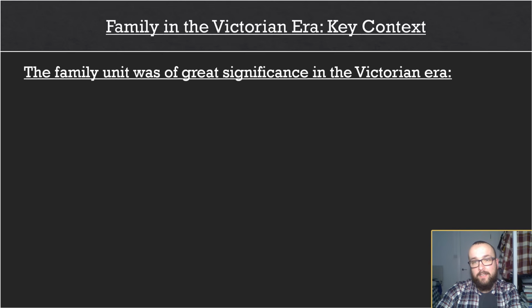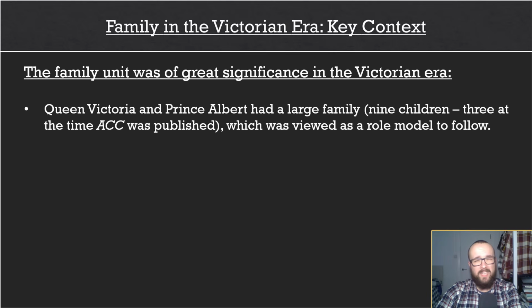Now this significance was caused by a number of factors. For instance, Queen Victoria and Prince Albert had quite a large family, 9 kids in total, although only 3 were born by the time A Christmas Carol came out. The royal family were seen as role models for the rest of society to follow, and so large families became more and more commonplace. To have a large family made you more closely resemble the Queen, after all, and having more in common with the Queen, well, that makes you a better Victorian.